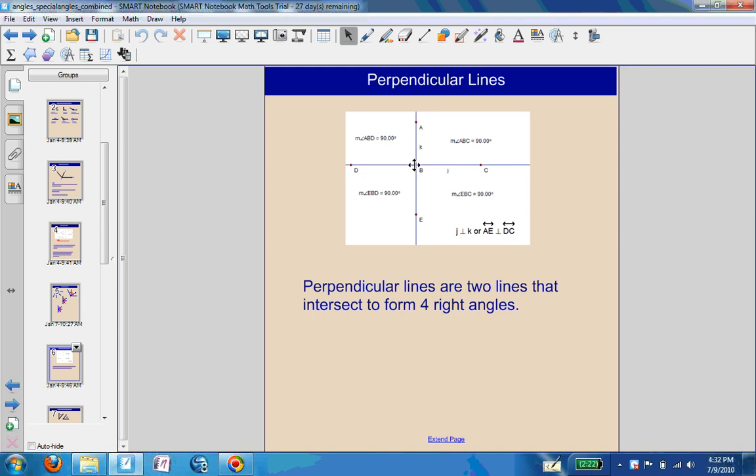So line J is perpendicular to line K, and you can see the notation. Line AE, using the points, is perpendicular to line DC. Again, you can see the proper notation there.